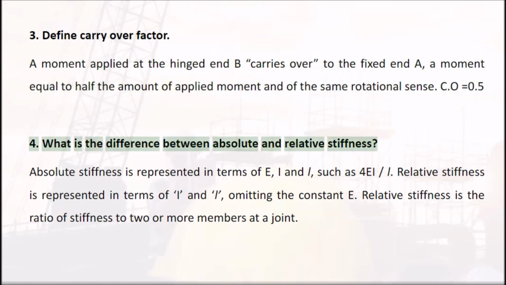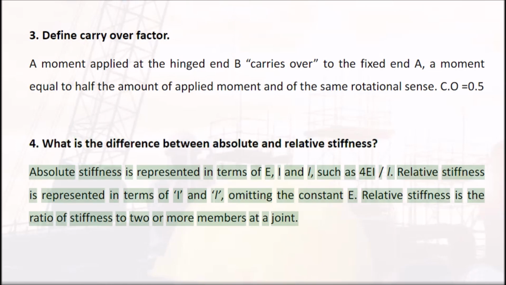4. What is the difference between absolute and relative stiffness? Absolute stiffness is represented in terms of E, I and L, such as EI/L. Relative stiffness is represented in terms of I and L, omitting the constant E. Relative stiffness is the ratio of stiffness of 2 or more members at a joint.